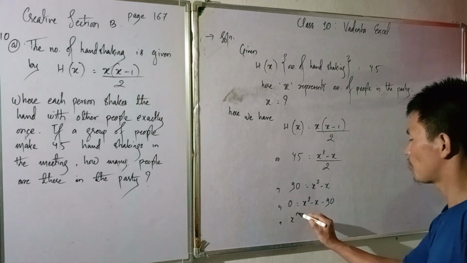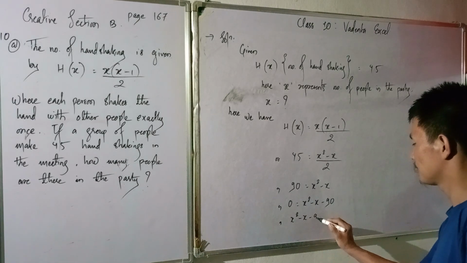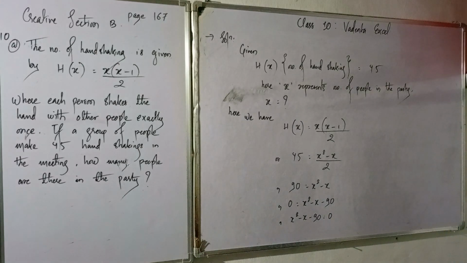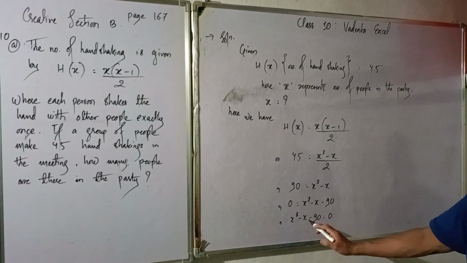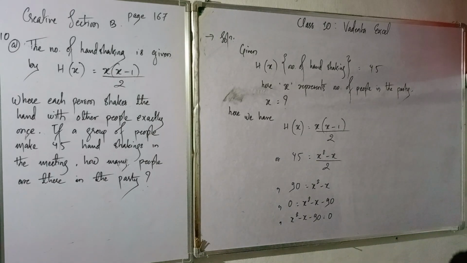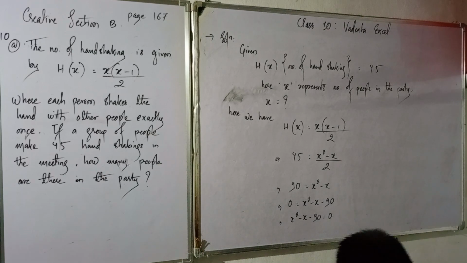Yes, now it is a quadratic equation. Now you can solve it. You choose the factors of 90 whose difference is 1. So very easy: 9 tens are 90, and 10 minus 9 is 1.